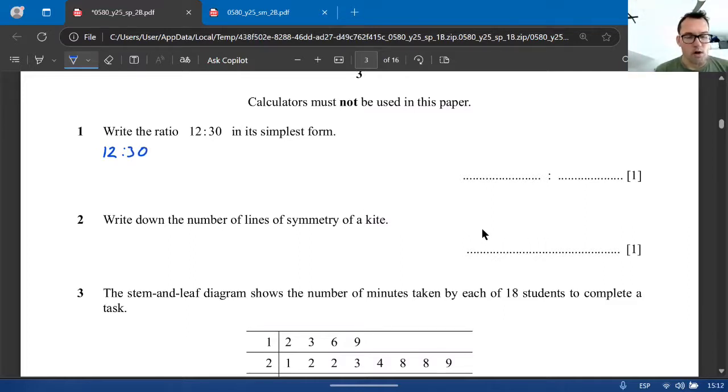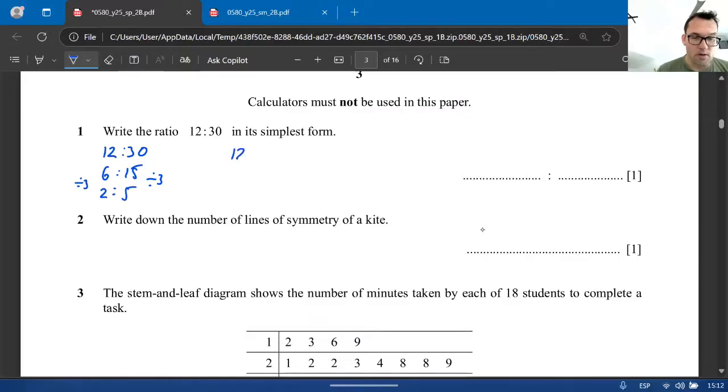Easy way is just to halve it. Both are even numbers, so we can just halve it. That gives us 6 and 15. Can we halve that? No. We can divide both sides by 3. It's like equivalent fractions. So that will give us 2 to 5.